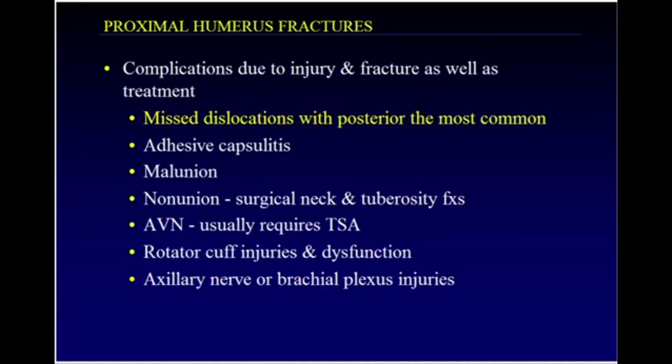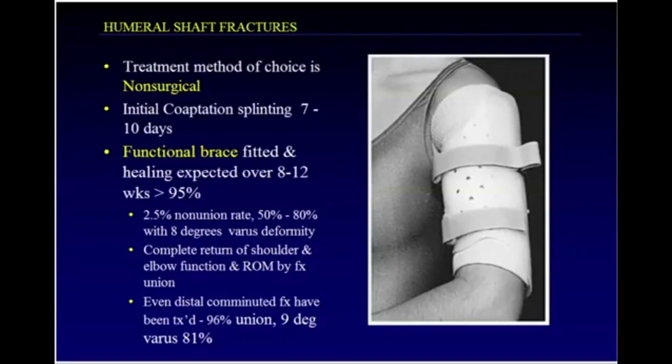Rotator cuff injuries and dysfunction related to the rotator cuff problems are quite common, of course, with proximal humerus fractures. And as mentioned, the incidence of axillary nerve injury is up to 10%. You can also have brachial plexus problems. Now, we're going to move on down and talk about humeral shaft fractures.